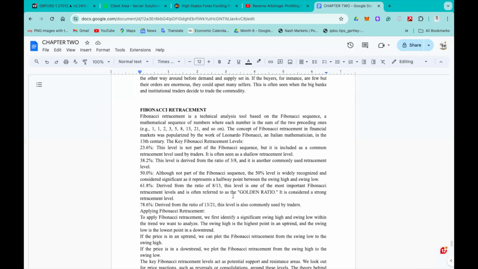So it's still the same thing. It doesn't matter if buyers are 100 and sellers are 50. If buyers are buying more than what the sellers are willing to sell, it's going to create an imbalance.